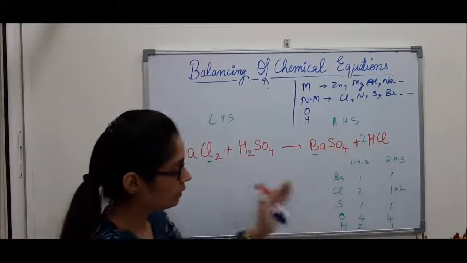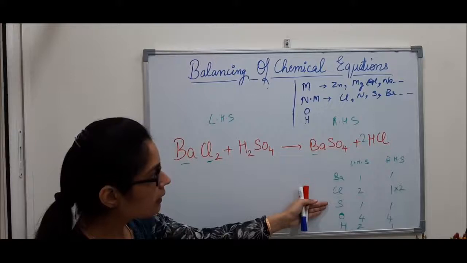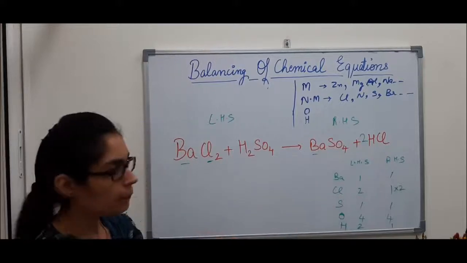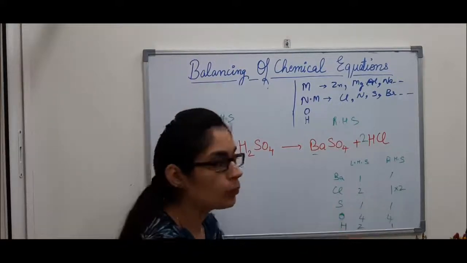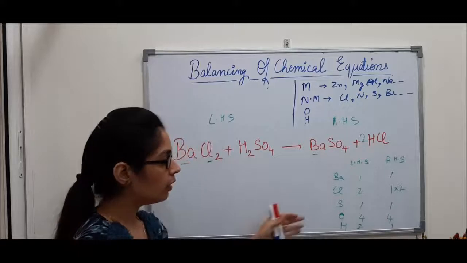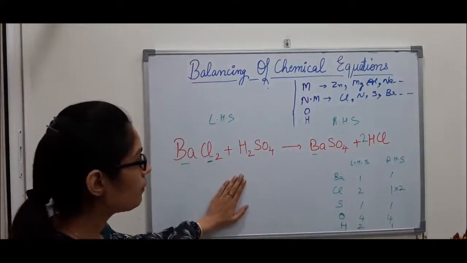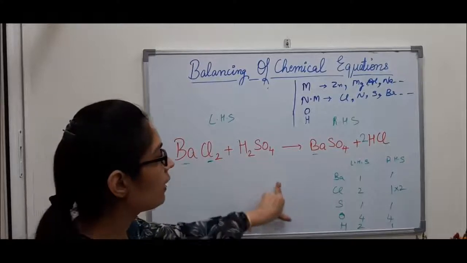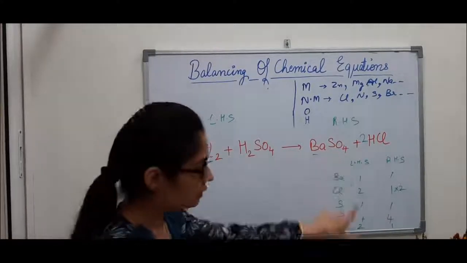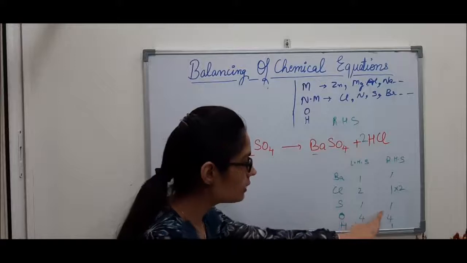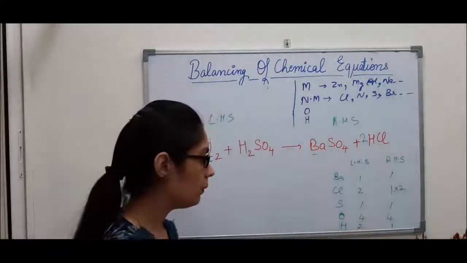Now let's check for sulfur. I can see sulfur is already in a balanced state. On both sides, 1 atom is present. Now we will see for oxygen. See, this equation is very simple. Oxygen, again I can see it is in a balanced state. I have written it also, on both sides 4 atoms of oxygen are present.